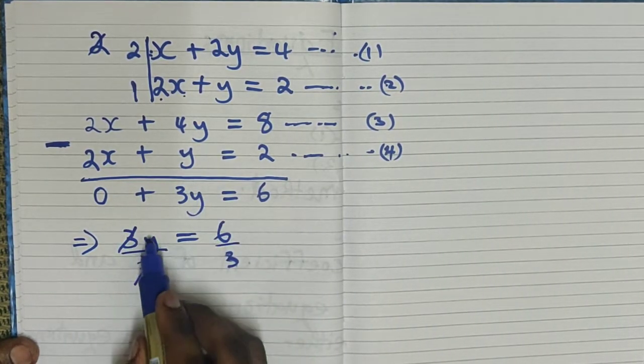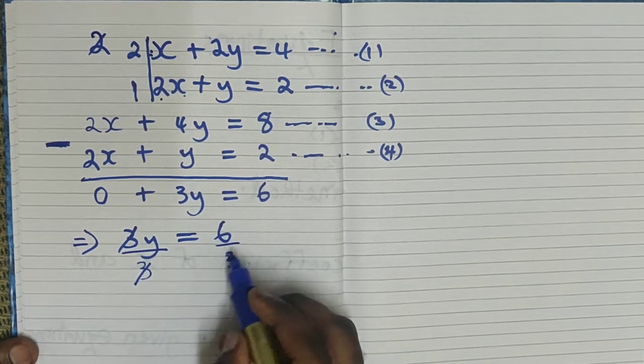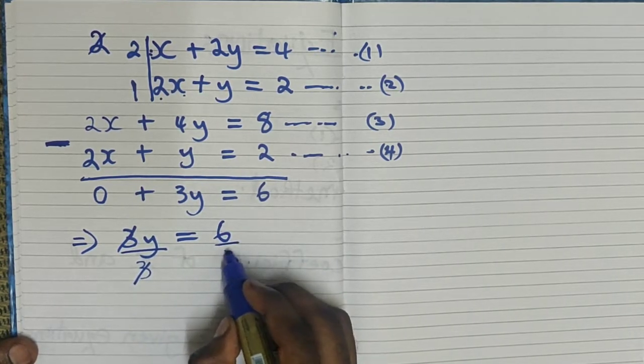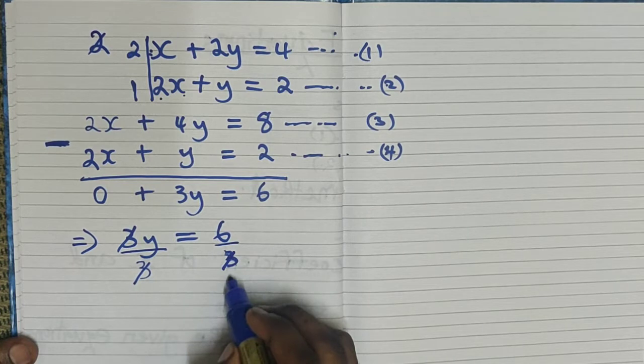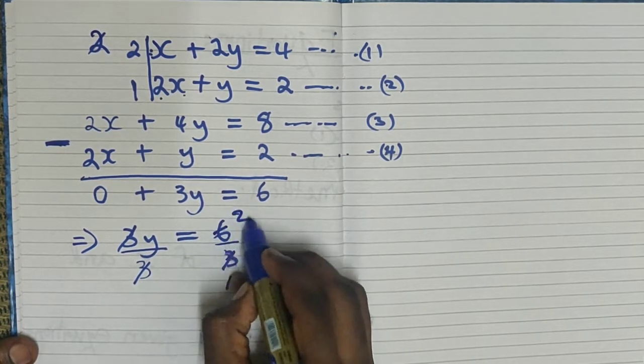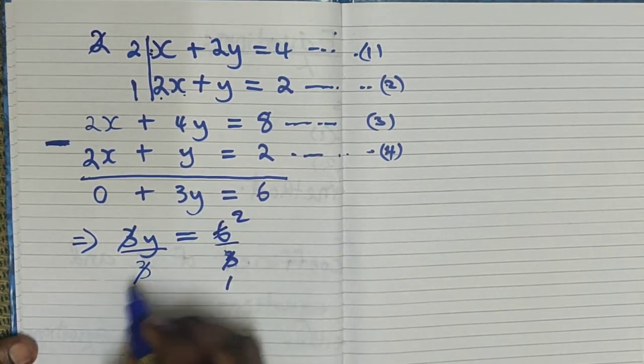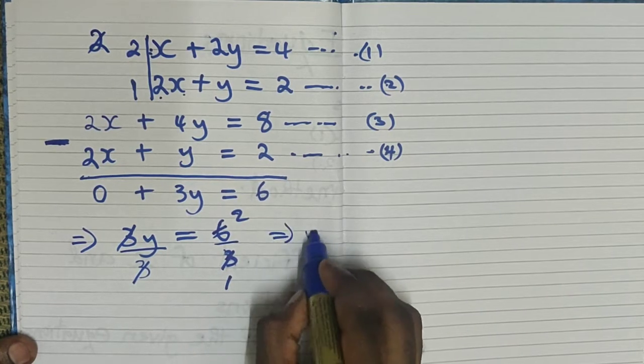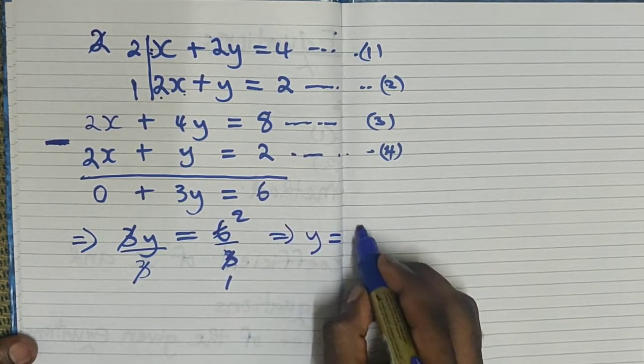So we are left with what? y equals 6 over 3. So we can simplify this. 3 here 1, 3 here 2, which implies our y is equal to 2.